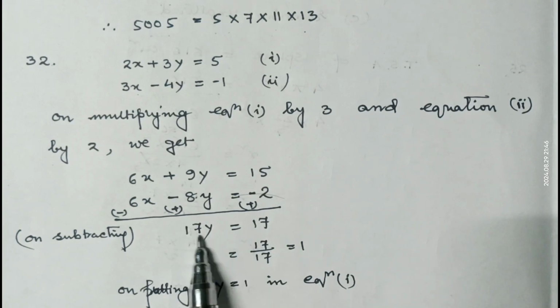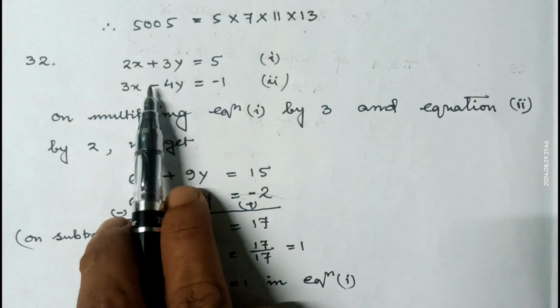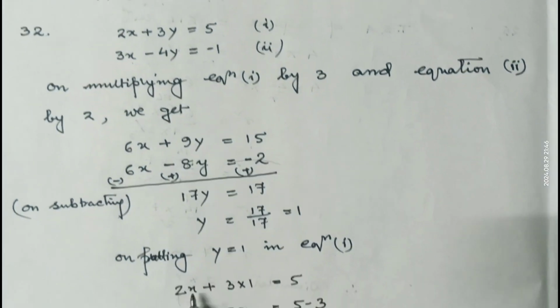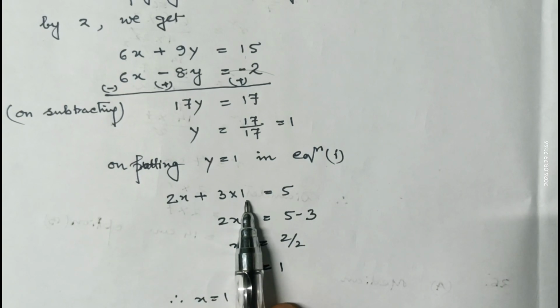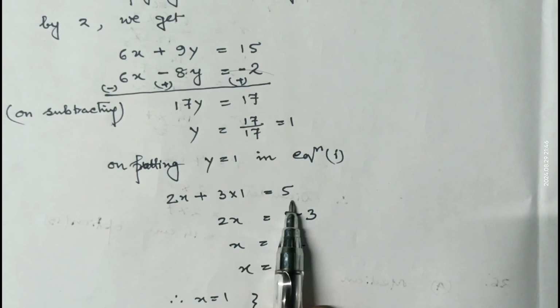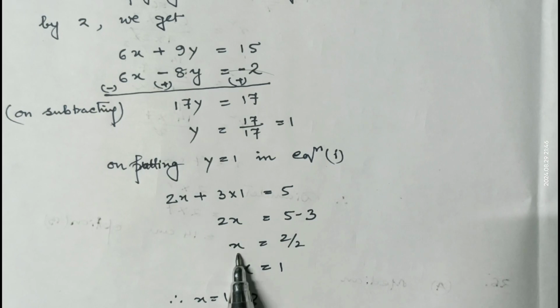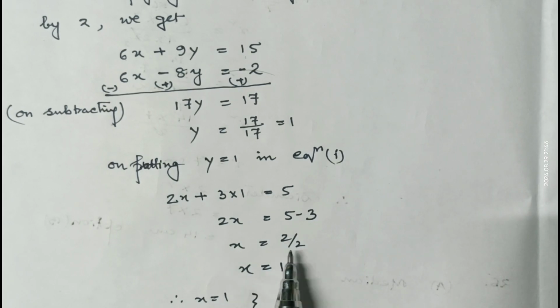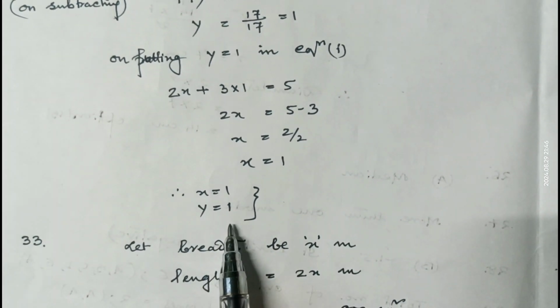So y is 17 divided by 17. This will give 1. Now if we put y equal to 1 in any of the equations, here we are putting in equation number 1, 2x plus 3y equal to 5. So on putting y equal to 1 in equation 1, we'll get 2x plus 3y, instead of y we are writing 1, equals 5. So 2x plus 3 equals 5. 2x equals 2, 5 minus 3 is 2. So x will be 2 divided by 2, and 2 divided by 2 is 1. So we got x equal to 1, y also equal to 1. So x equal to 1, y equal to 1 is the correct answer.